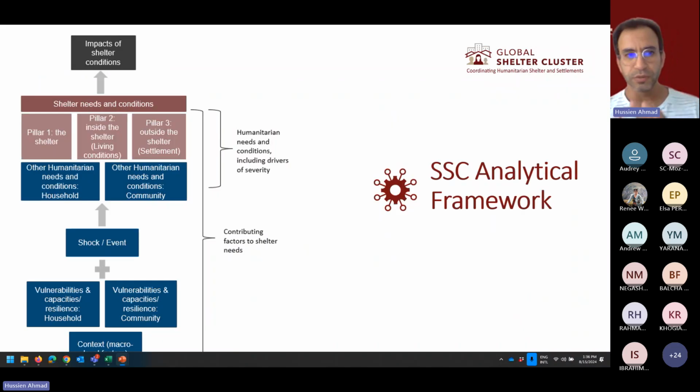This is the framework. We said the blue part is more about the context. The red part is about the shelter needs with the 3 pillars, and the impact of shelter conditions is where we start to do some impact analysis. And this is the ultimate objective here: after we do needs analysis and our response, we see how our response affected the shelter conditions in the country.